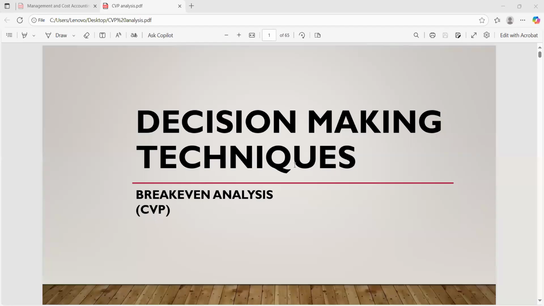All right, so decision-making techniques, and one of the decision-making techniques is the break-even analysis, which is actually called the cost volume profit analysis, the CVP. Now, from cost accounting, when we are asked to determine total cost, we always say that total cost is equal to total fixed cost plus total variable cost.